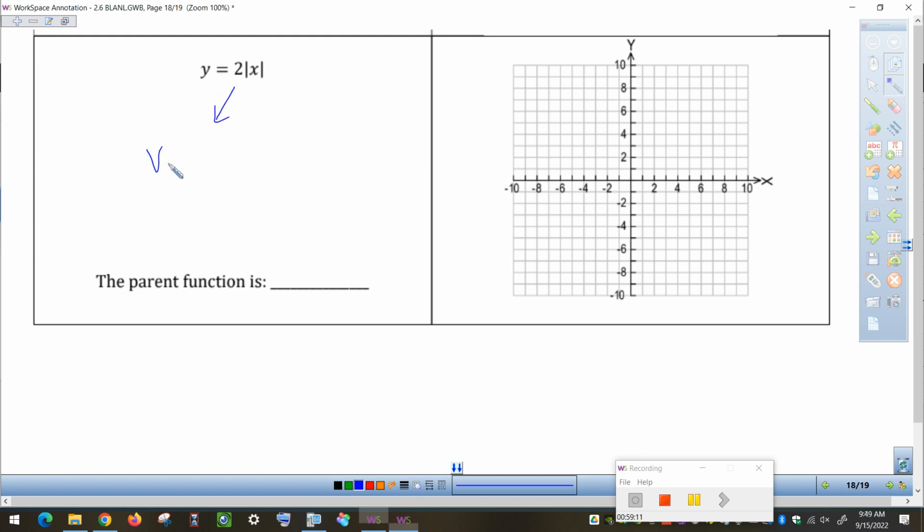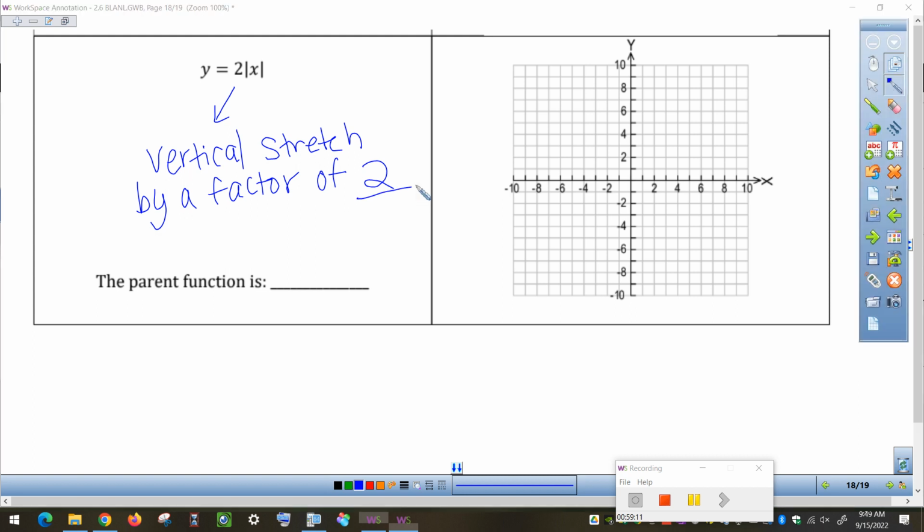So let's just make a quick note here. The way we would write this out is that it is a vertical stretch, and then here's what we're going to say for the 2. We say that it's vertically stretched by a factor of 2. That 2 right there is a fill in the blank. You fill in the blank with whatever number you see in front.